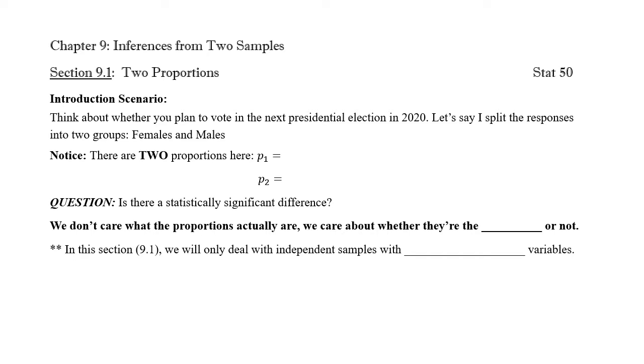So think about whether you plan to vote in the next presidential election in 2020. Let's say I split the responses into two groups, females and males. And the proportion of females that plan to vote will be P1. And then we'll let the proportion of males that plan to vote be P2.